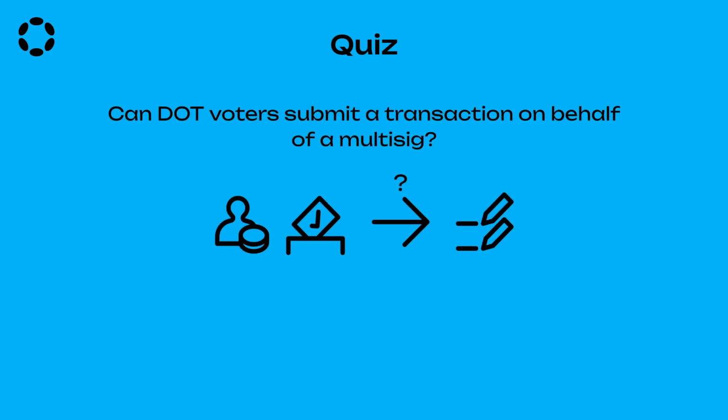Question. Can DOT voters submit a transaction on behalf of a multisig? Answer. Yes. Remember, DOT voters can literally do anything through a referendum. However, this would require a root track referendum and would almost certainly fail unless the ecosystem agreed that drastic measures were needed to recover the multisig.